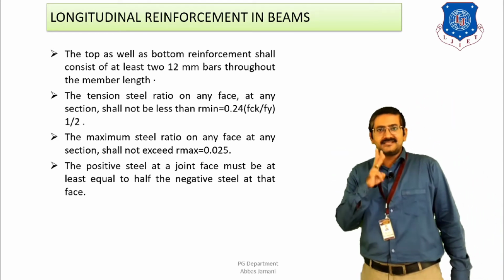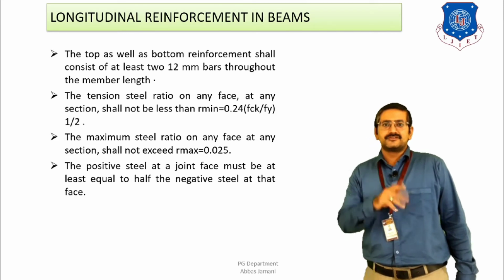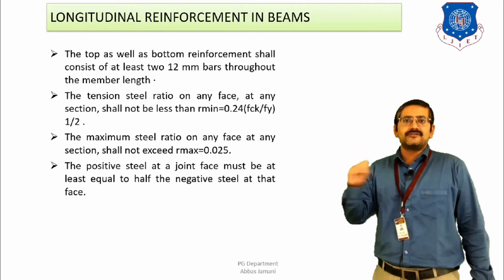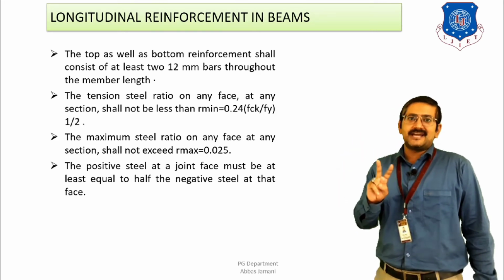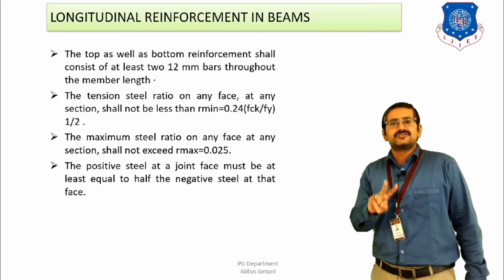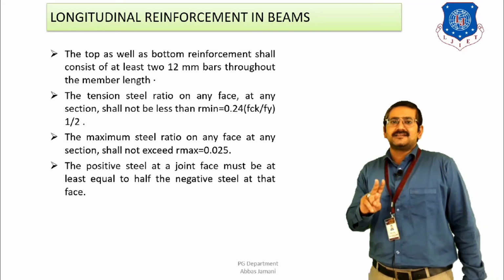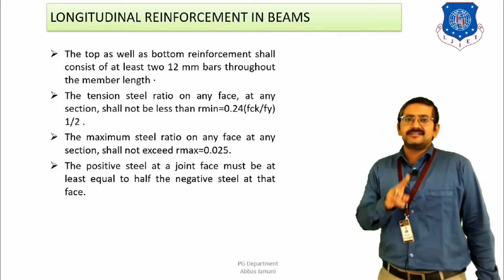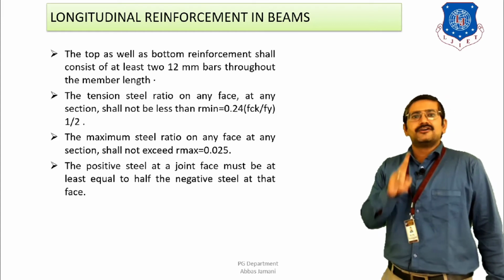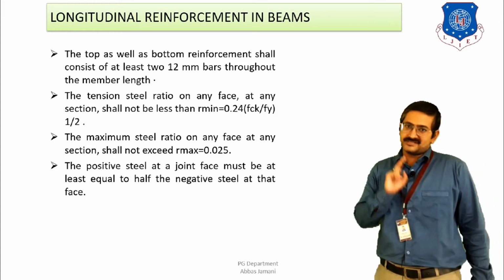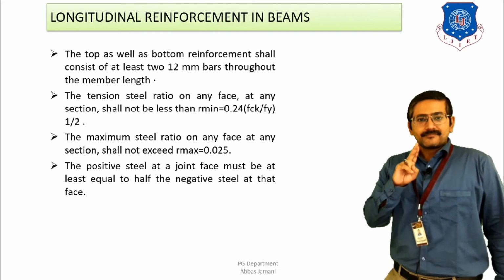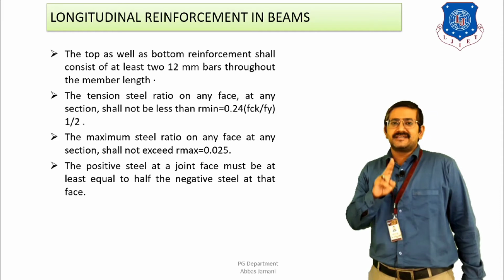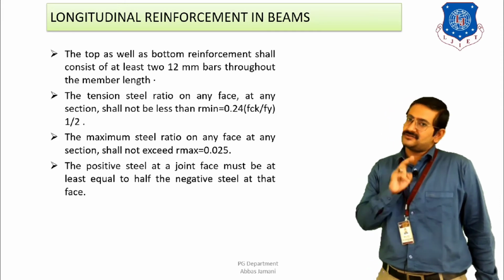So I hope that these guidelines regarding longitudinal reinforcement are clear. Again I am repeating: first, 2 12 mm bars at the top throughout the length, and 2 12 mm bars minimum at the bottom. Second criterion, the minimum tension steel ratio at any face and at any section throughout the length of the beam should be 0.24 root of fck by fy. Maximum tensile steel ratio in a longitudinal beam should not exceed 2.5%. And lastly, the amount of positive steel to be provided at a joint should be at least half of the total tensile steel that is provided at that particular joint, right?